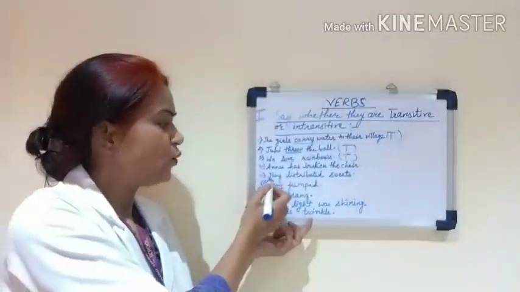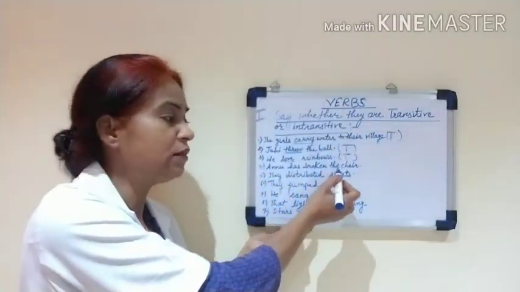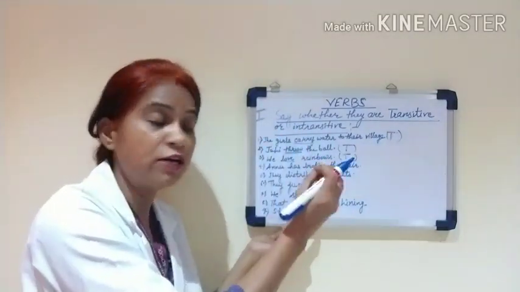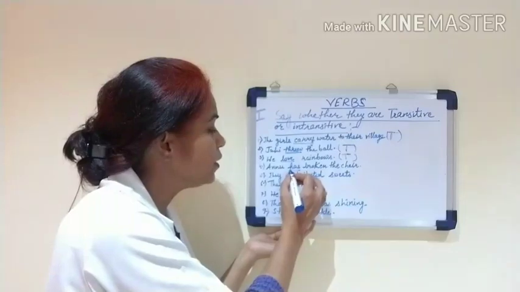Next, Anu has broken the chair. What is verb here? First of all, pick out verb. Has broken.